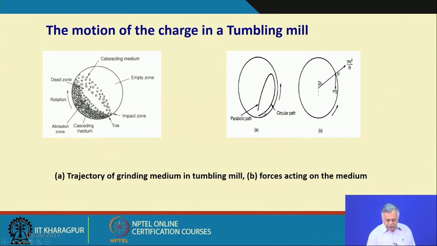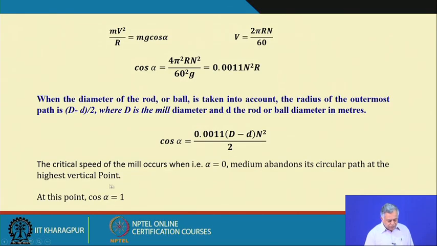We want the medium and the particles to abandon the circular path and follow a parabolic trajectory after reaching a certain height, because otherwise if it goes up to there and falls back, then there will be no grinding. So, the critical speed of the mill occurs when alpha is equal to 0, that means cos alpha is equal to 1. The medium abandons its circular path at the highest vertical point. At this point cos alpha is equal to 1.